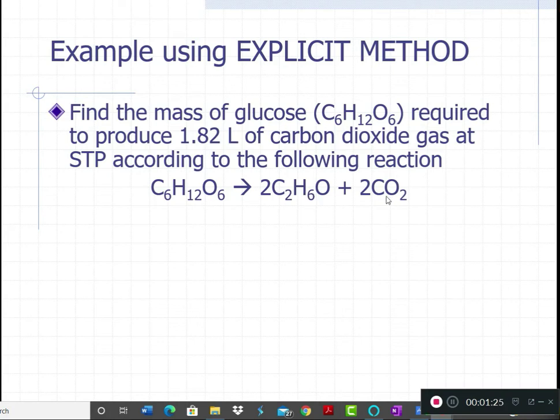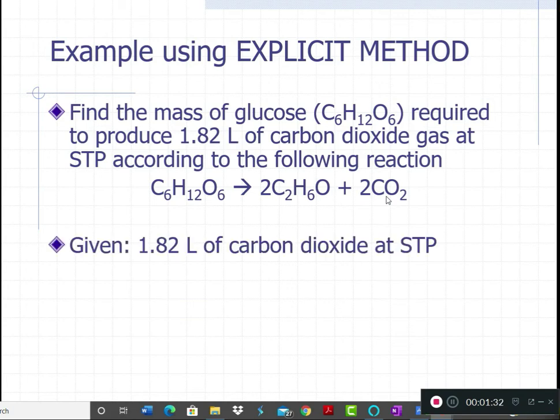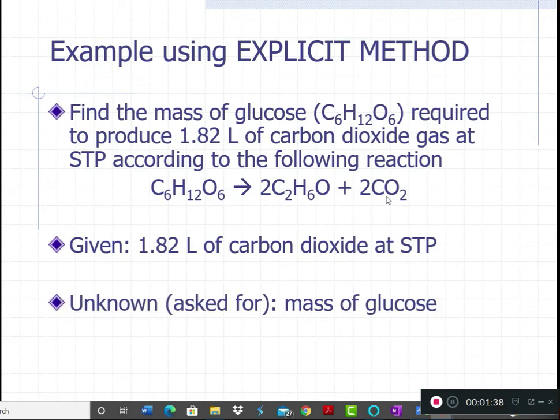of carbon dioxide. So using the explicit method, we're going to go through the same process we had before. We're going to first write down what's given. What's given to us is the 1.82 liters of carbon dioxide gas. We're going to look at what is asked for, and in this case, you're asked for the mass of glucose. So we're asked for a mass, and we're given a volume.